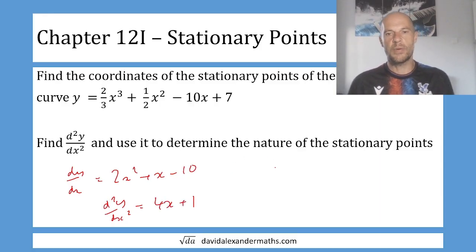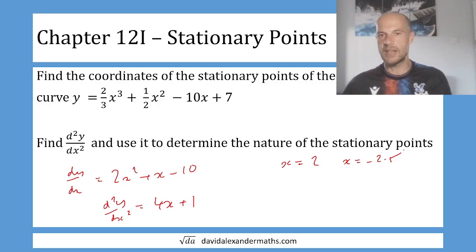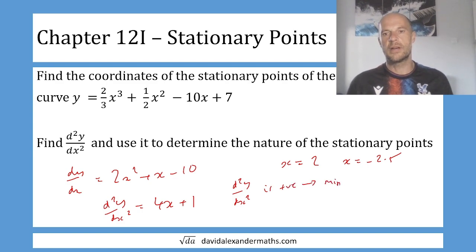Now, what were the stationary points again? It was x is 2 and x is negative 2.5, I believe. Let's just go back and double check. Perfect. Okay, now if d squared y by dx squared is positive, then that means it's a minimum point. But if it's negative, then it is a maximum.